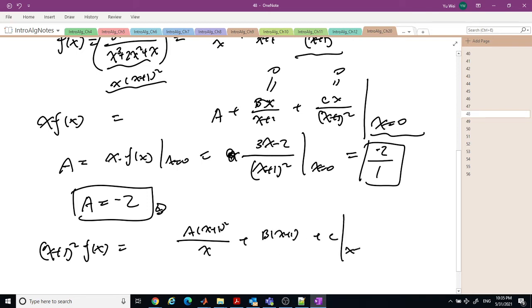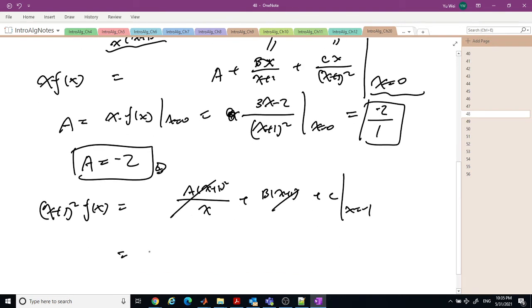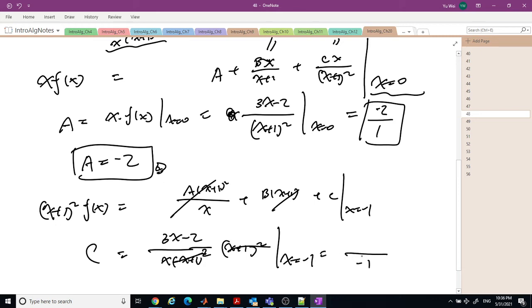So then x equals negative 1. This one is gone, this one's gone, right? So now you can see, let's solve the c, which is equal to x plus 1 squared times f(x). The x plus 1 squared is gone, and this is 3x minus 2. Then let x equal negative 1. So we have negative 1 and negative 3, negative 5, so it's 5. So now we solve the a and the c, right?